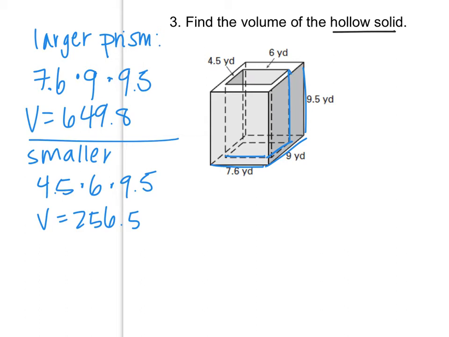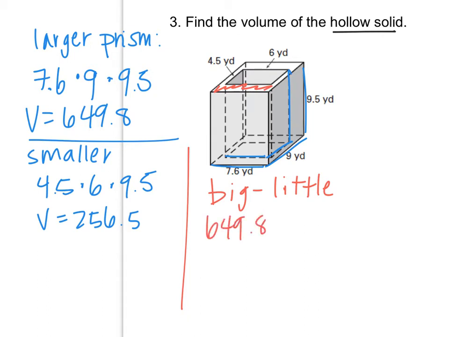So we want the volume of what's left. So we're going to take the big volume minus the little volume. So big minus little. And that's going to give us the volume of this white part here, all that. So 649.8 minus 256.5. And our final answer is 393.3 yards cubed.